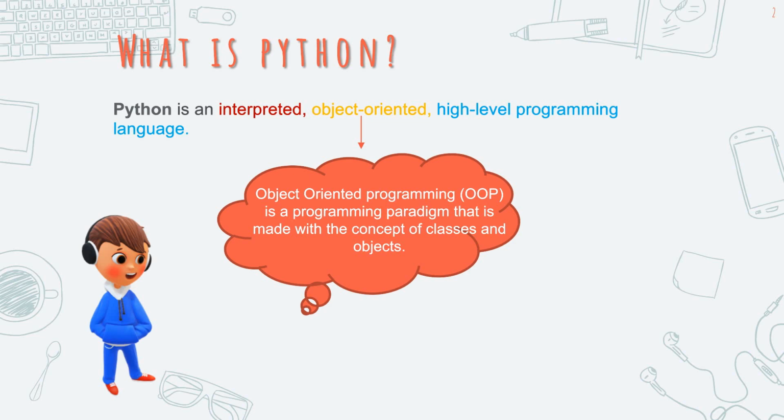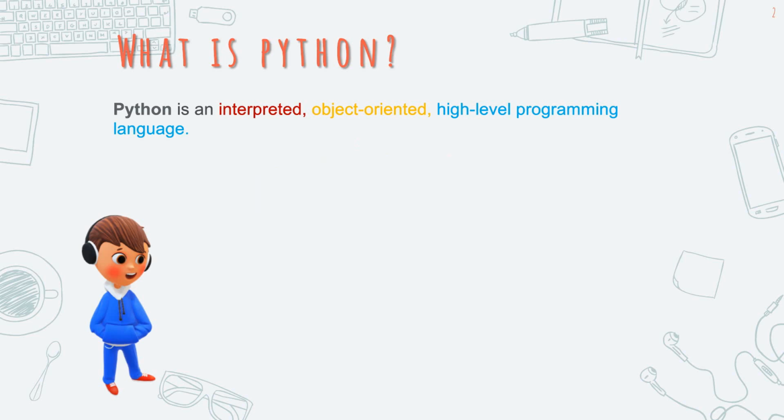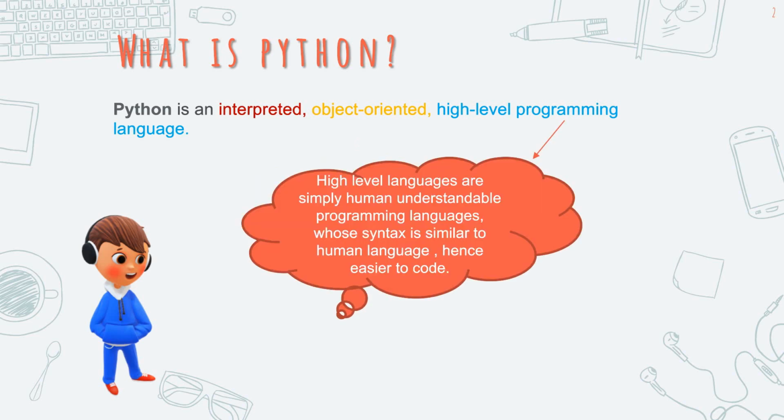So by blueprint, what I mean is, you can think of a class as a foundation of something. Okay. So for example, if you think of birds as a class, then we can say a parrot, a sparrow, or a pigeon is an object of that class. Okay. After that, what is a high-level programming language?